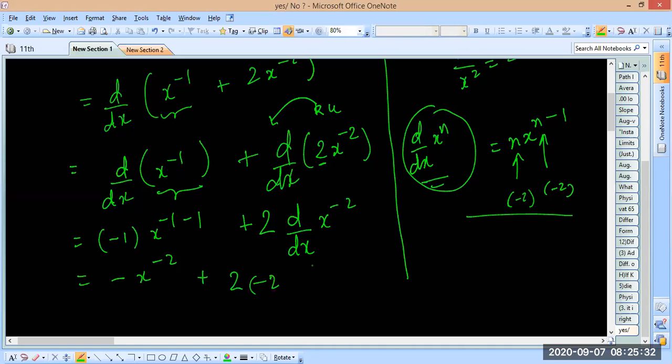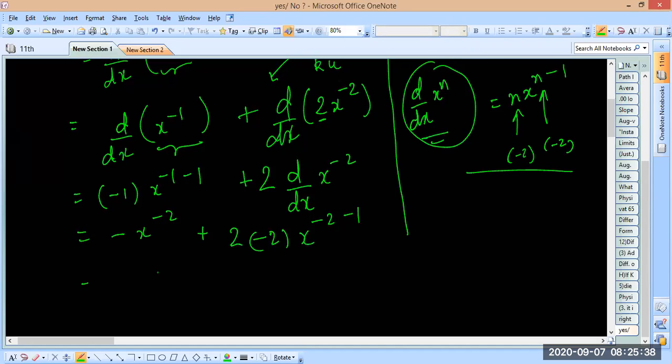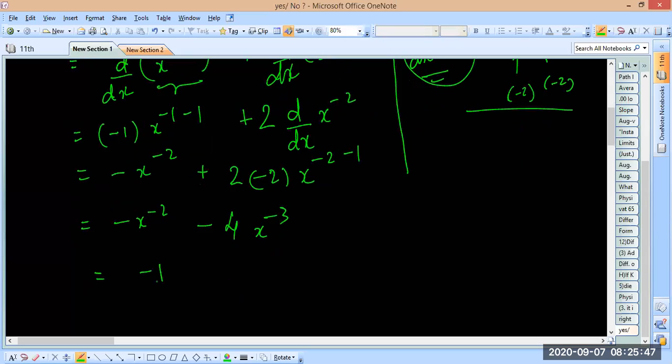Don't take too much tension about it. And now you have to simplify. So this is minus x raised to minus 2. 2 into minus 2 is minus 4. x raised to minus 3. This is your answer. And if you want to write it properly, like you used to do in 10th standard, this is what you could write.